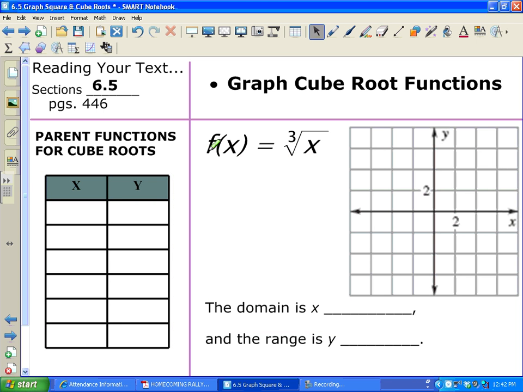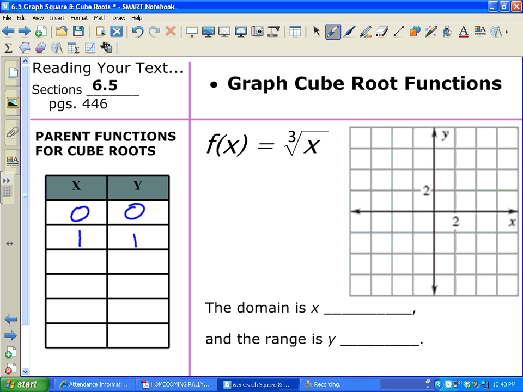The biggest difference, I think I might have made my XY chart too big. The biggest difference between the square root that we just did and the cube root is this. Well, 0, what's the cube root of 0? 0. How about 1? What's the cube root of 1? That's also 1. Mr. Wood, you said there was a big difference. I'm not seeing a big difference here.